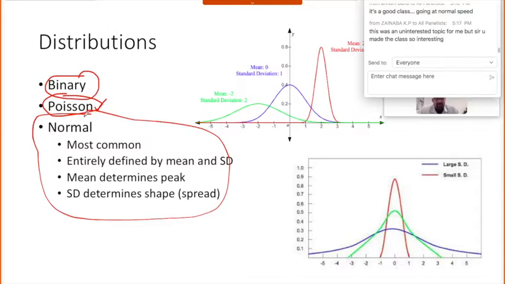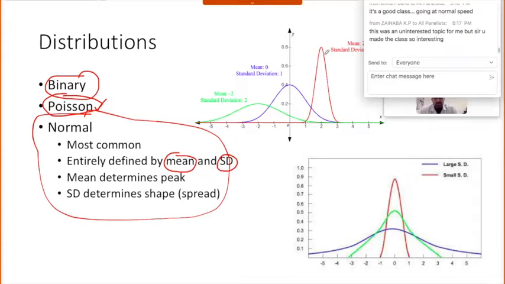Some graphs here to show normal distributions. You have a peak and you have the tails on both sides. It's symmetrical from the center. It's usually the most common one that you will see. It's entirely defined by two values and properties. One is the mean and the other is the standard deviation. That means there is nothing left to explain about a normal distribution if you have told the mean and standard deviation, which are just the two properties of that particular distribution.